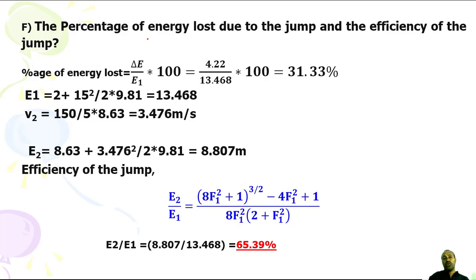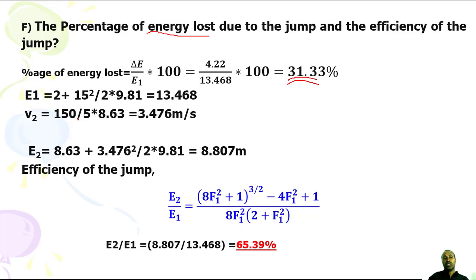And the percentage of energy lost due to the jump and the efficiency of the jump will be percentage of energy lost is change in energy, which is the loss, divided by original energy, which is upstream energy, then 31.33%. This is the percentage energy lost due to the jump. And the efficiency of the jump is E2 divided by E1.